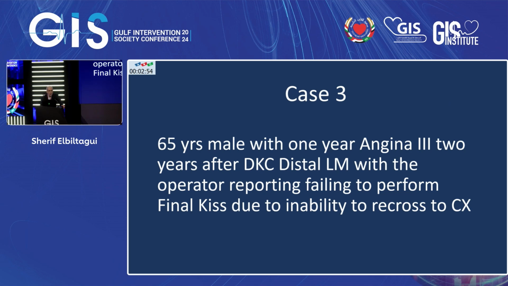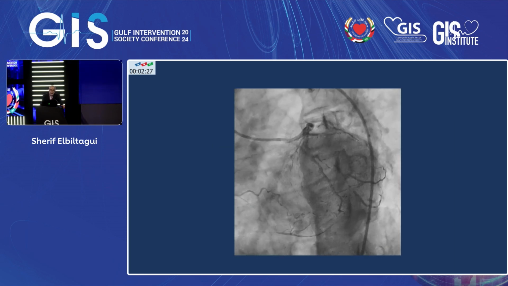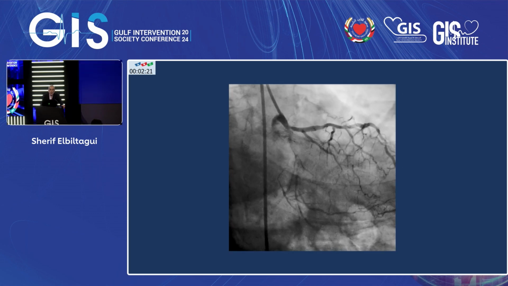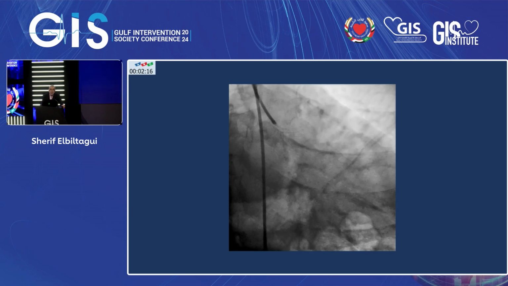My last example is this case I did recently for a man that had received DK crush for distal left main 3 years before, with the operator reporting failing to perform final kiss due to inability to recross to the CX at the end of the procedure. So the man has had severe angina now for more than a year, and as you see, an expected CTO of ostial CX, of the stent of the CX, crushed in the distal left main.